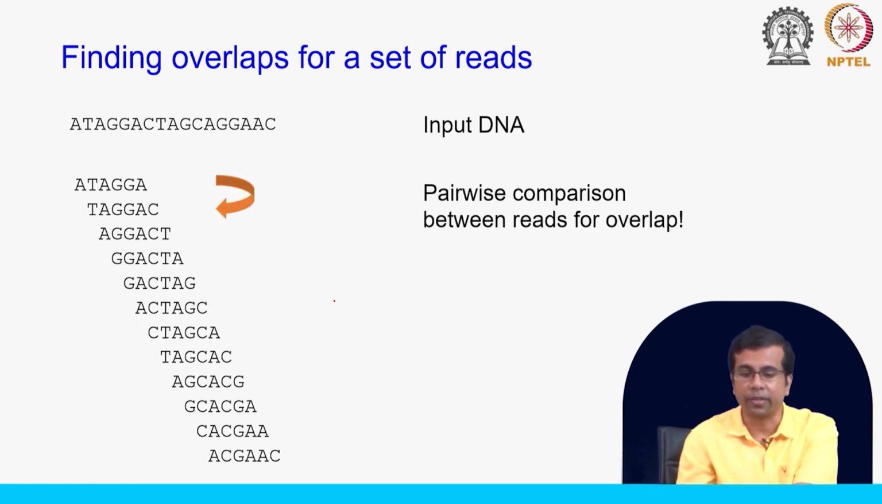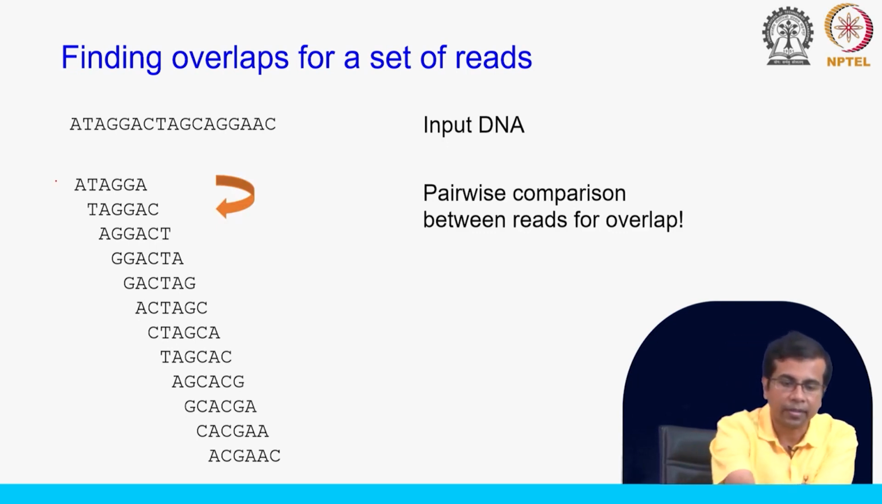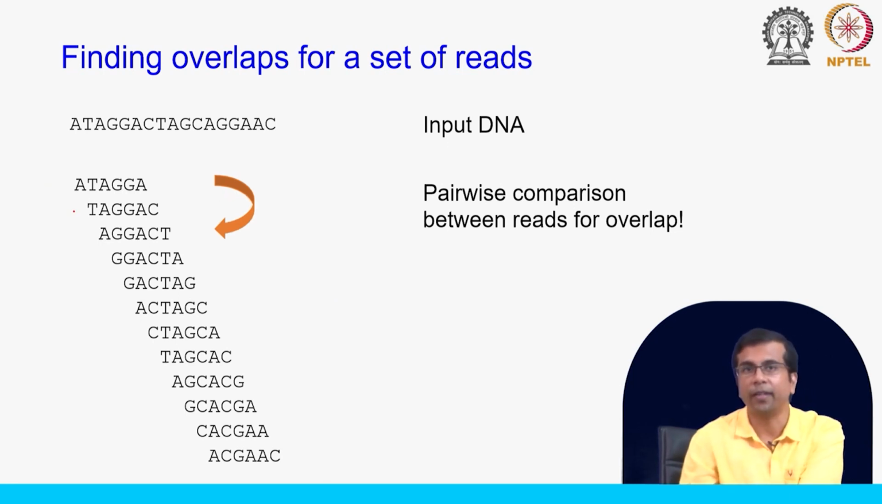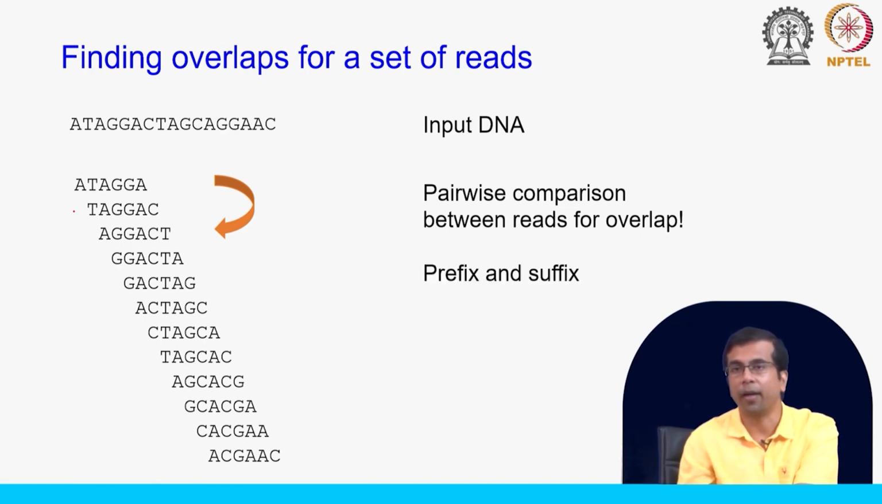So, what we do is we start with a pairwise comparison between reads for overlap. You compare read 1 with read 2, then you go to read 1 and 3, and you continue this for all the pairs that you have in the data. As you can imagine, this will take time. As you have millions or billions of reads, all pairwise comparisons will take a long time. So, of course, these overlap graphs are time consuming to build in case you have millions or billions of reads.